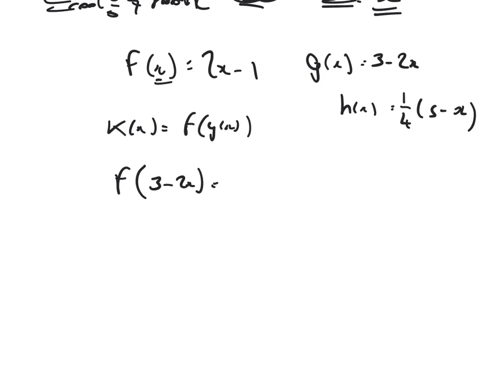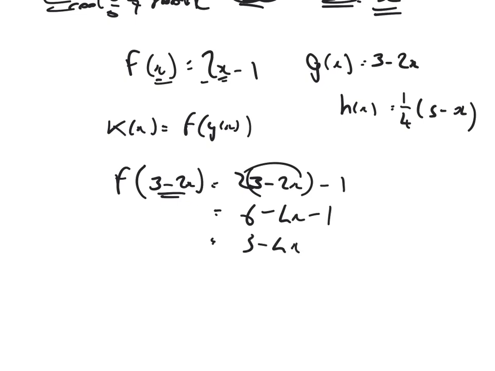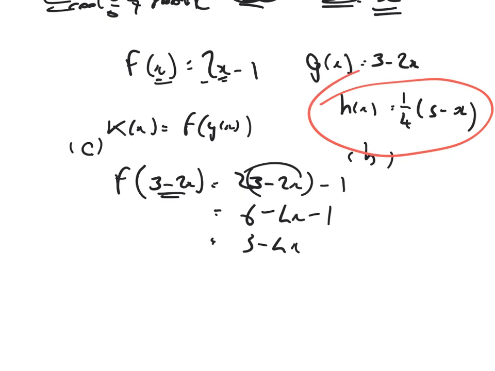The f function tells me whatever's in the bracket to write it down, double it, and take away 1. That'll give me 6 minus 4x minus 1, which is 5 minus 4x. Okay, so that's part A. Part B, find a formula for h of k of x. Okay, so the h function is up here. I've just worked out that k of x is equal to 5 minus 4x.